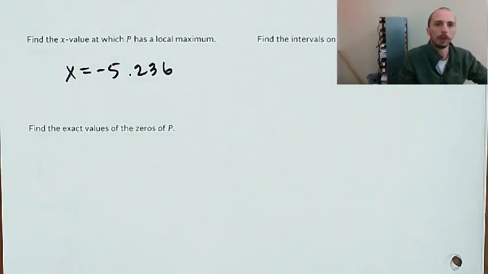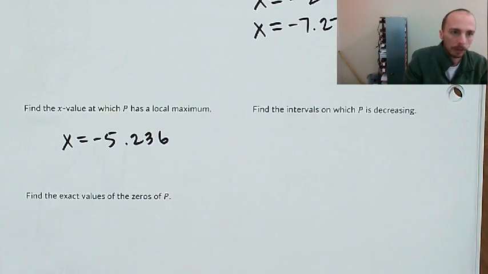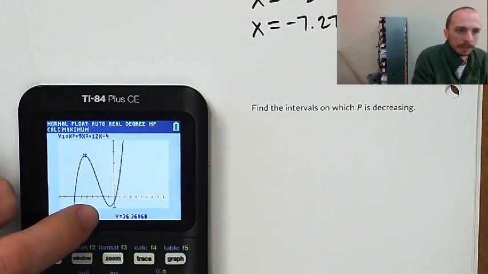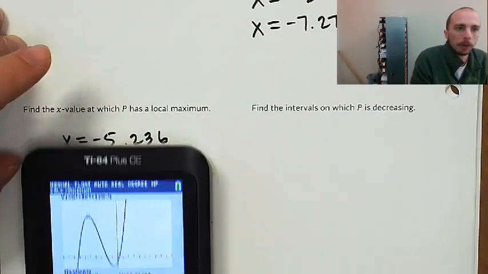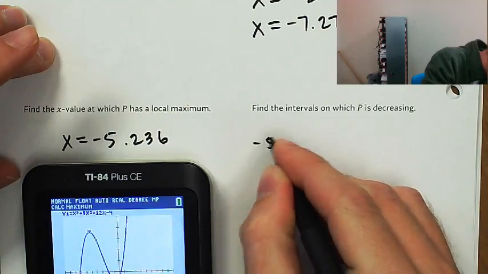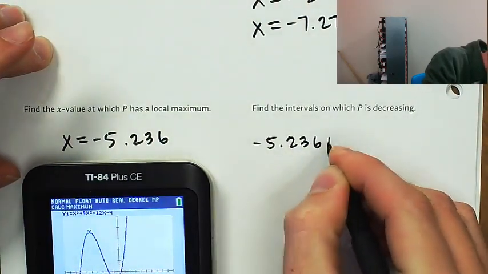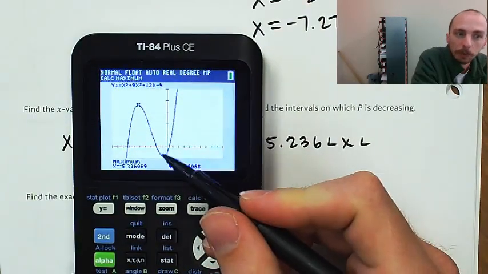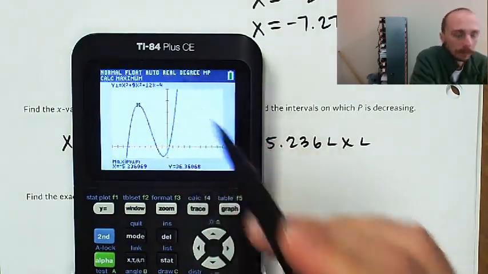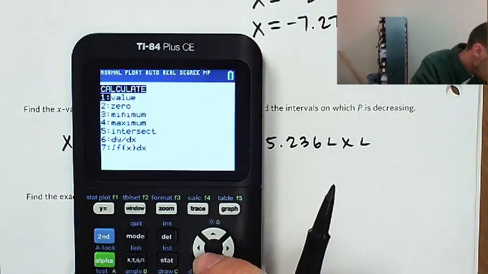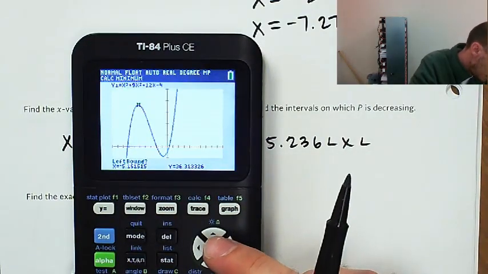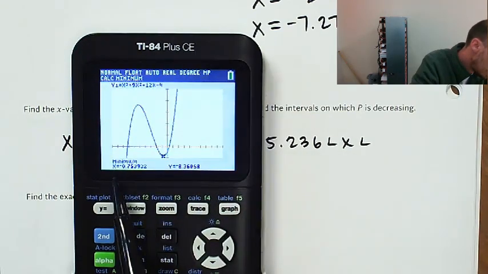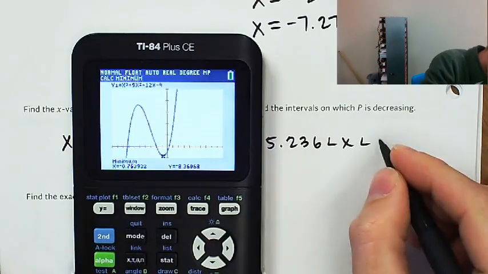Okay, find the intervals on which p is decreasing. Okay, well, it's going to be decreasing from after that maximum and until the later minimum. So I know it's going to start at negative 5. And I just need to know the kind of the right edge of when this thing is decreasing. It decreases all the way to here, and then it'll resume increasing. So we'd calculate a minimum that's between, I'd say it's between negative 2 and 0. And I'll get that at negative 0.764.